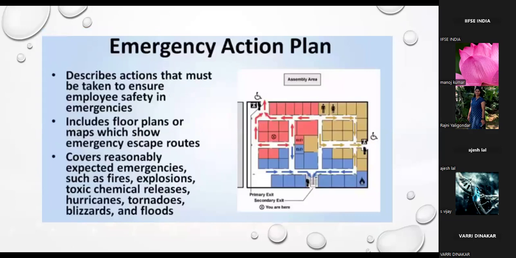Then here is the emergency action plan. This emergency action plan describes the action that must be taken to ensure employee safety in emergencies. Here you can see different types of markings and other discharge areas that are given. This includes the floor plan or the map which shows emergency escape routes. In this plan, you have the assembly area and the exit is shown very clearly.